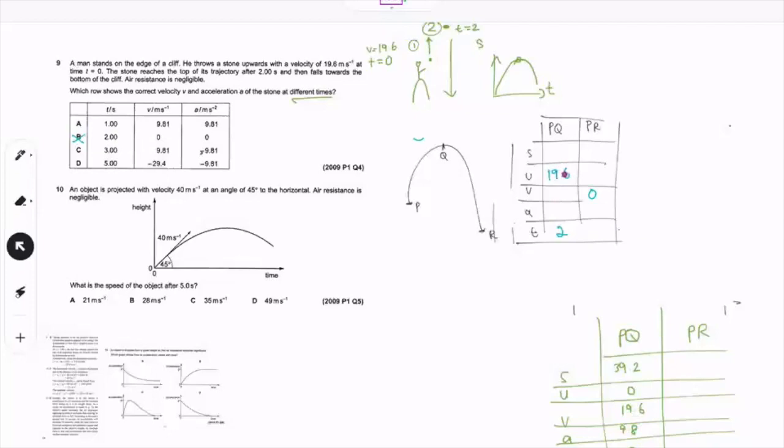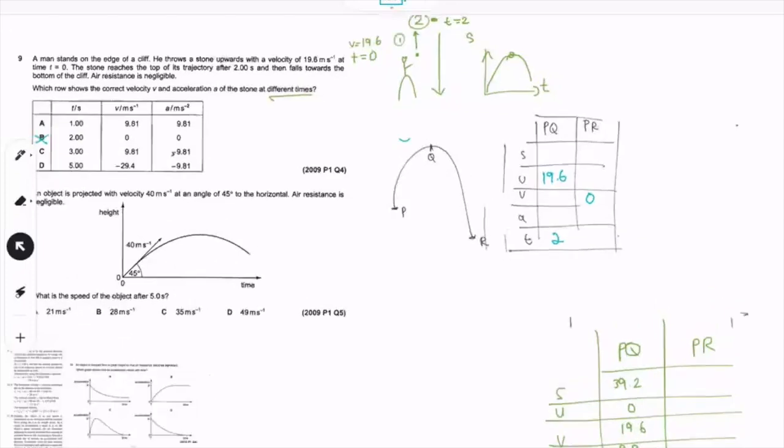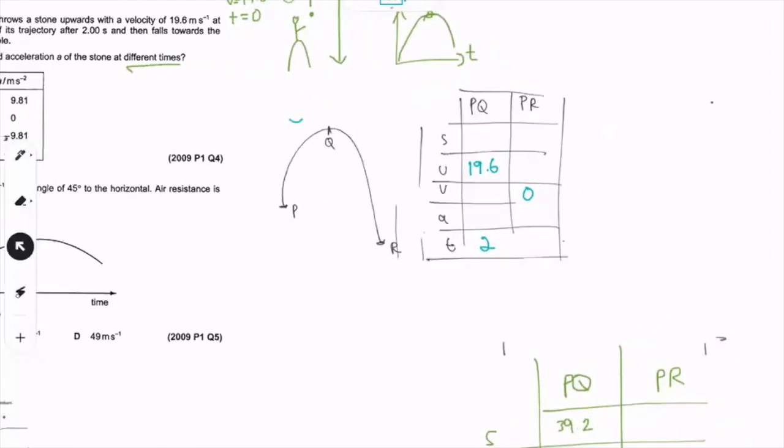Wait, is it supposed to be PR or QR that we're calculating for? You can choose any one of them. QR also can. Both methods work.